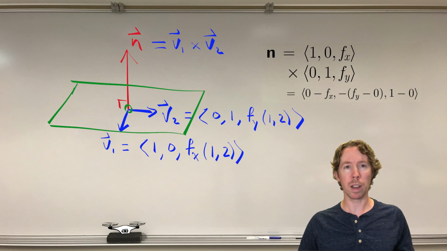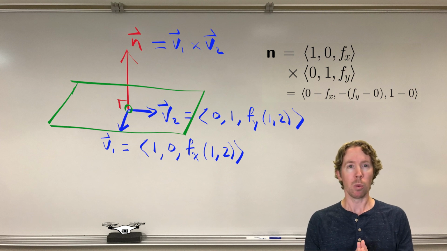And now that we have the normal vector, we know that we can take the dot product of that normal vector with any vector in the plane, and that will give us 0 because they're orthogonal vectors.